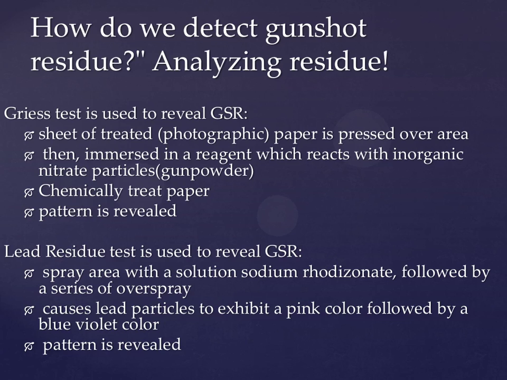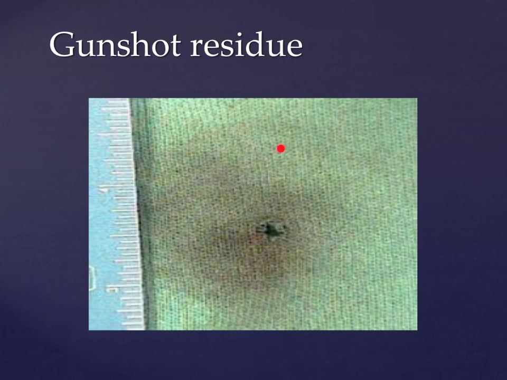And then you spray it again with a different solution on top, and it causes your lead particles to exhibit a pink color first, and then that pink color will change to a bluish purplish color. But again, you'll see a pattern. You'll be able to see where it's more concentrated to where it's less concentrated. Okay, so this image just shows some gunshot residue. You can see how it's more concentrated over here, and then it kind of spreads out. It's not as concentrated over there. And you can kind of see a purplish-brownish tinge to the shirt.